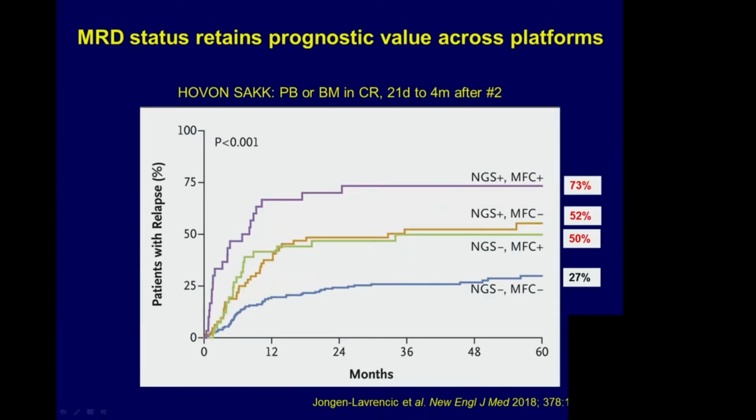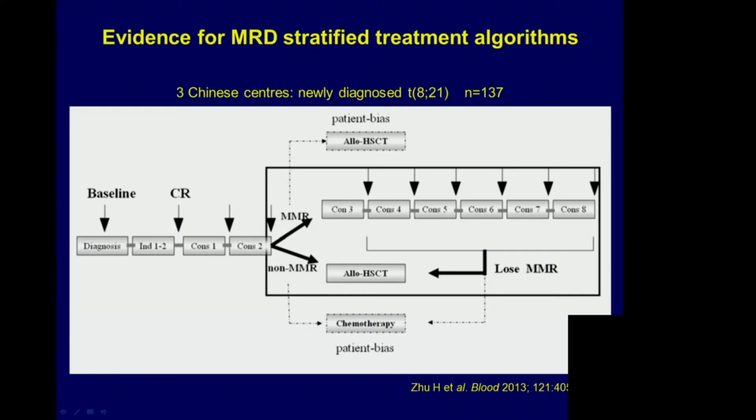And importantly, the information provided by next-generation sequencing was additional to the information provided by flow MRD-based techniques. So what you can see here is those patients who are positive by flow and NGS had a very high chance of relapse, whereas those patients who were negative by both techniques had actually a very favourable outcome. So I think this demonstrates quite conclusively that MRD status is a very powerful prognostic factor, and this applies regardless of the molecular target or the platform used.